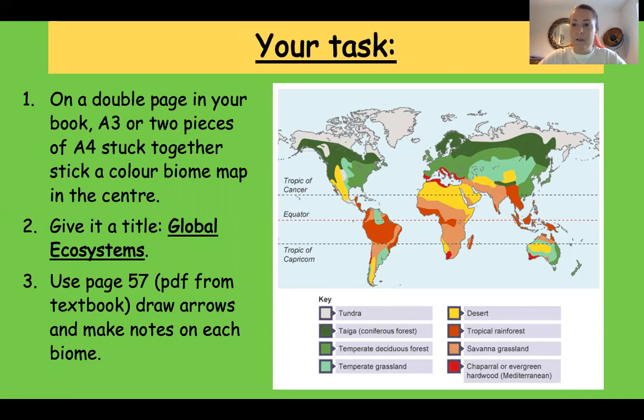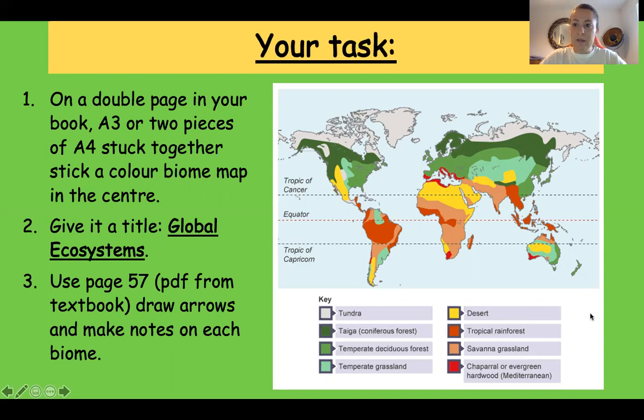There is page 57 from the textbook, which is basically a table that has all the different biomes listed and some key facts from each one. You can draw an arrow to your different biomes on your A3 piece of paper, put the title of what that biome is called, and then bullet point some key facts from the information for each one. So for all 8, okay?